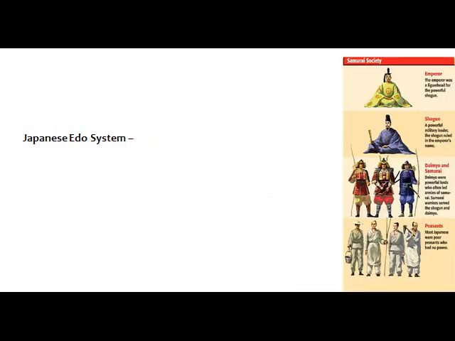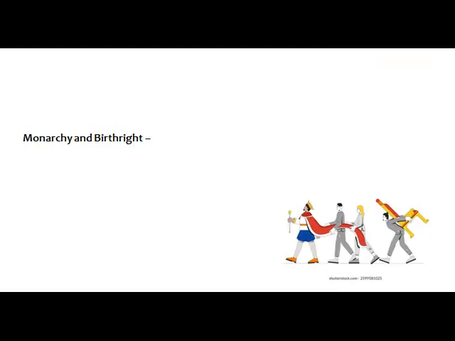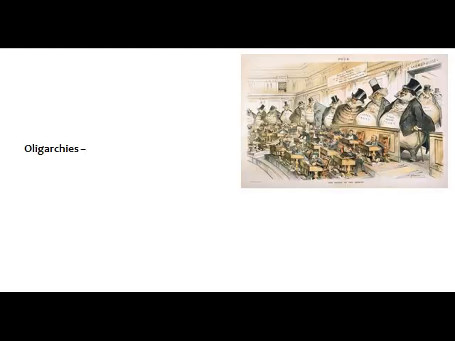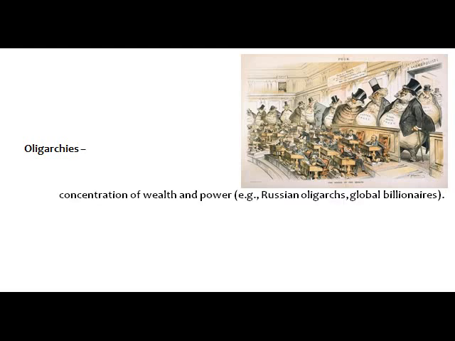Japanese Edo system. Samurai, peasants, artisans, merchants, and untouchables. Monarchy and birthright. Inherited roles in dynasties. Modern examples include British royalty. Oligarchies. Concentration of wealth and power, for instance, Russian oligarchs, global billionaires.